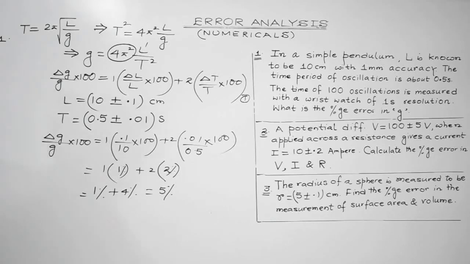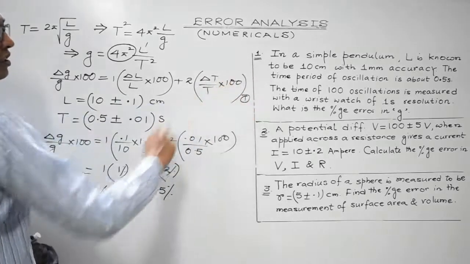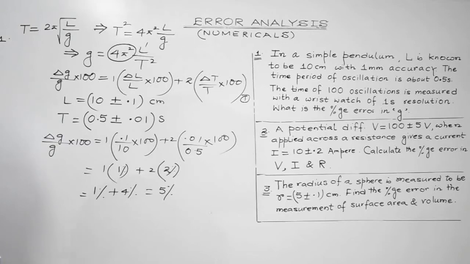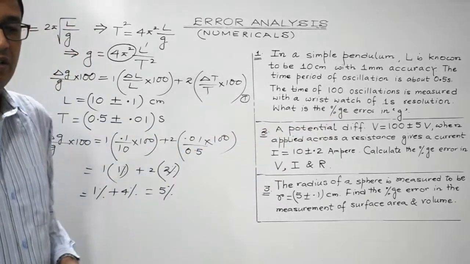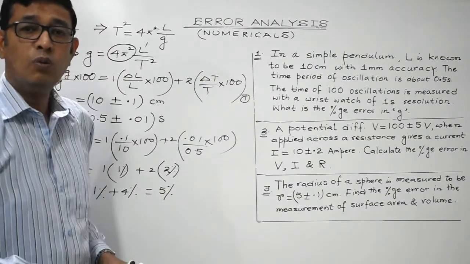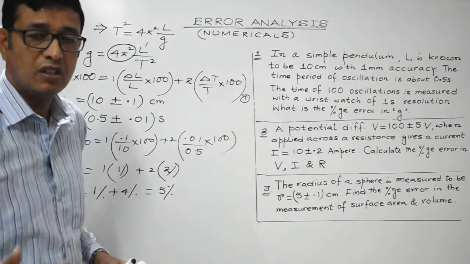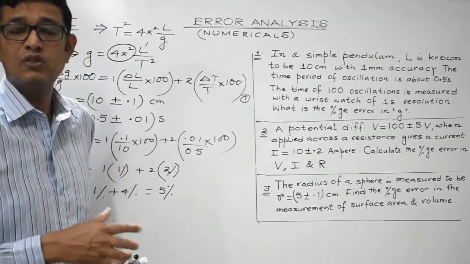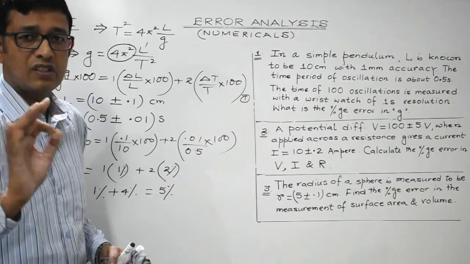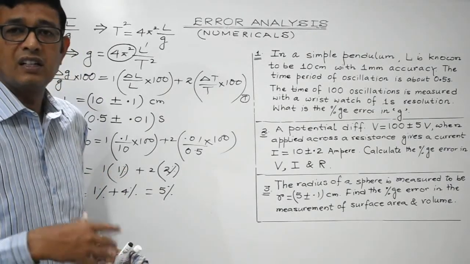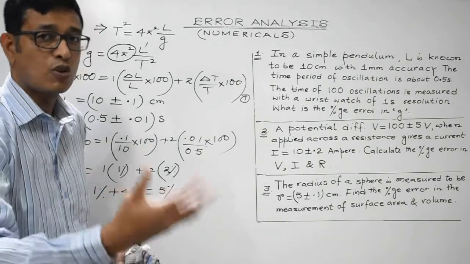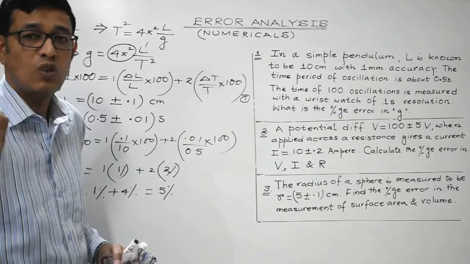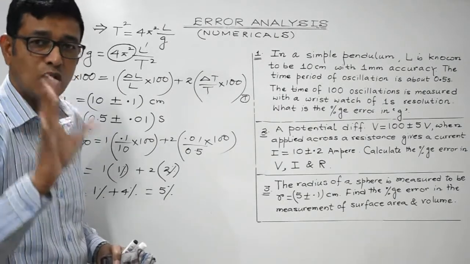Okay, after doing this first question, let's consider the second one. Students, just consider the second question. It is basically based on Ohm's law. V stands for the potential difference, I stands for the current, R stands for the resistance, and in class 10th you have studied that for any given physical conditions remaining constant, the current flowing through a conductor is directly proportional to the potential difference. That is V equals IR. That is the mathematical form of Ohm's law.